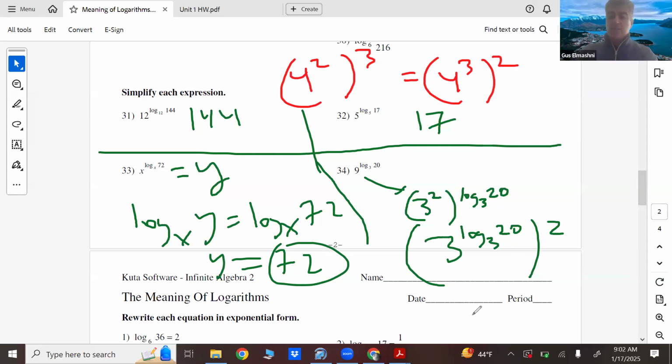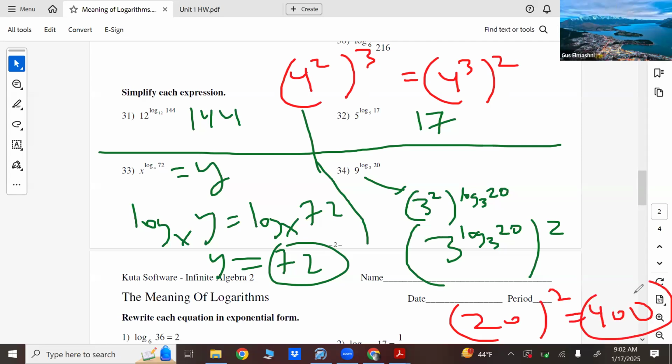Yes, you get 400. That's right, because that's 20, and you're doing 20 squared afterwards. Because the squares cancel, and these will cancel, right? They undo each other. That's what happens.